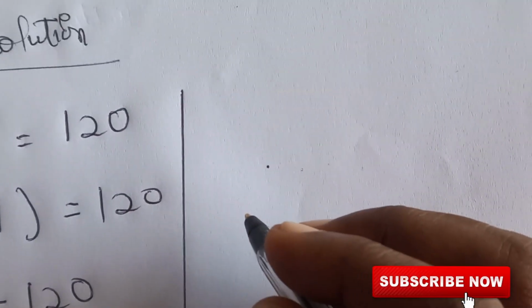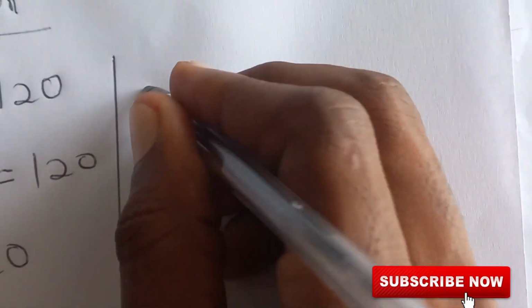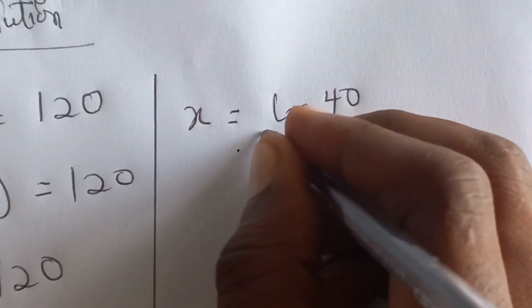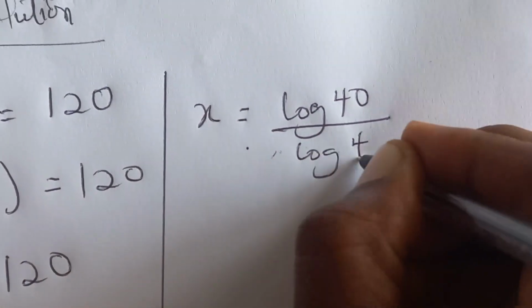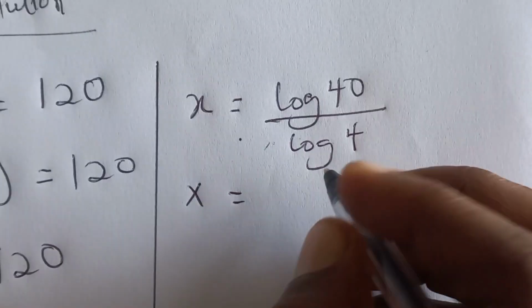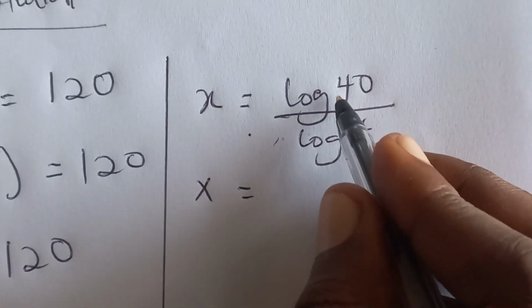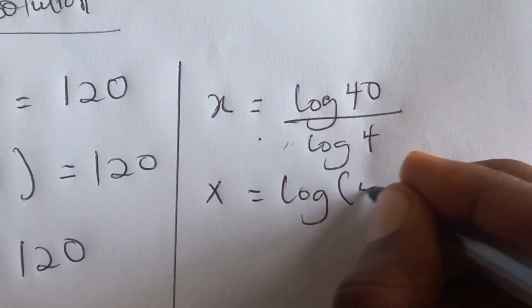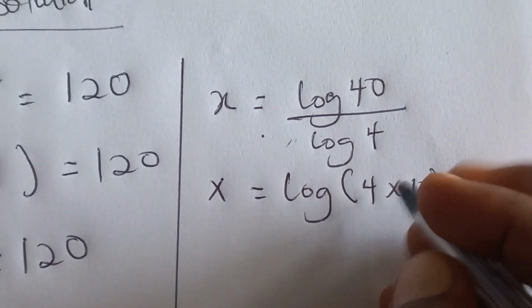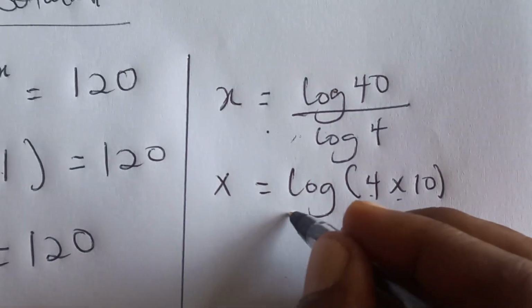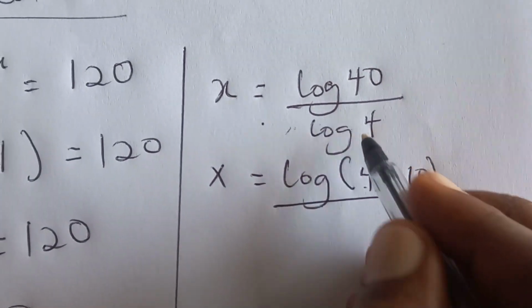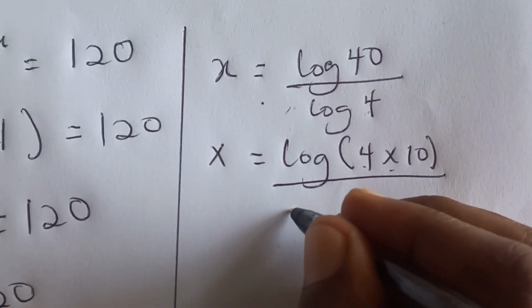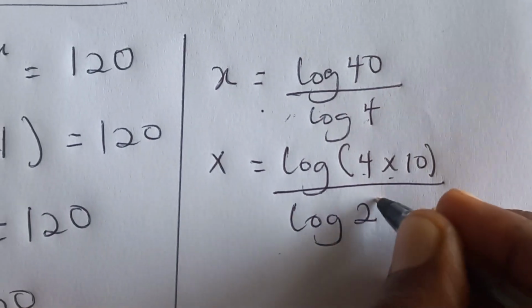Now we can divide both sides by log 4, so x is equal to log 40 on log 4. We know that log 40 we can express as log of 4 times 10 over, and this 4 we can get as 2 squared, which is the same as 4. So we express it as log 2 squared.